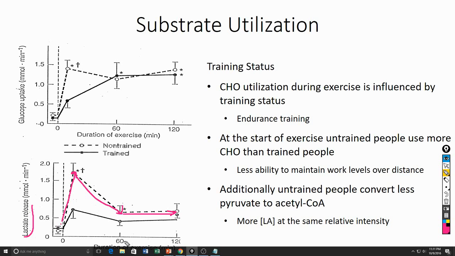Looking here at a trained person, they don't take up as much glucose to begin with. They do have lactic acid release initially, and same deal: you see a reduction in lactic acid release, and that has to do with them losing glycogen. The more well trained you are, the less glycogen you burn because you're able to burn more fat, but you're still burning glycogen, and glycogen has a very limited quantity in the body.